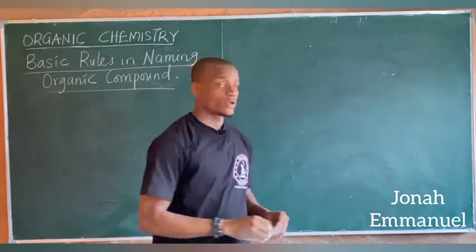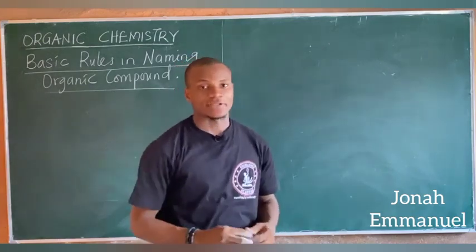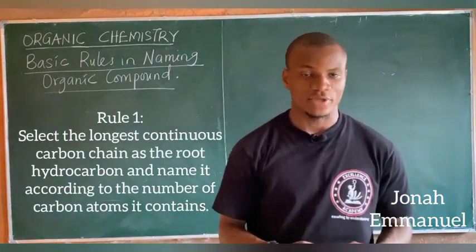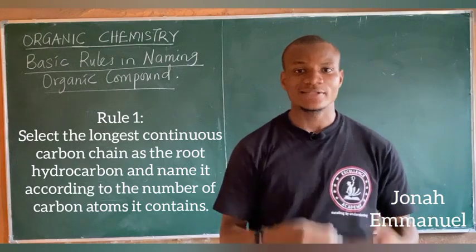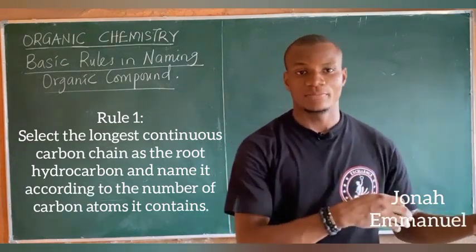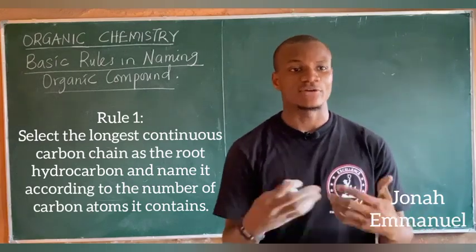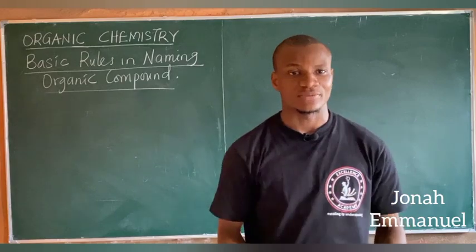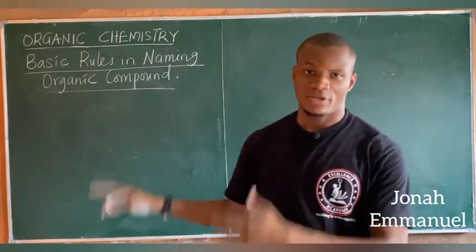Alright, so what's the first rule in naming organic compounds? The first rule is to do this. Number one, select the longest continuous carbon chain as the parent or the root hydrocarbon. Then count the number of carbon atoms and give it this pattern of naming.